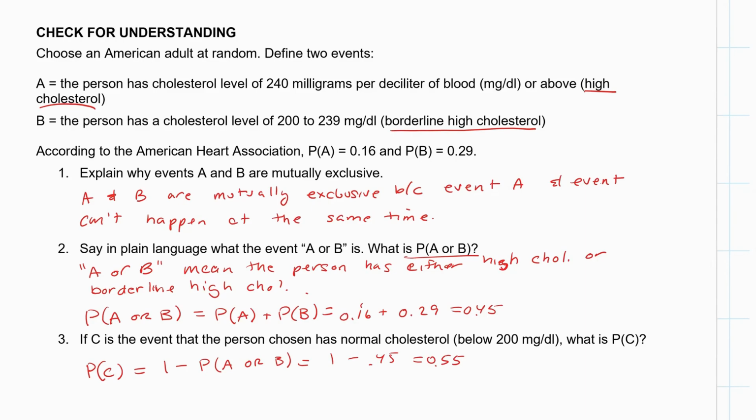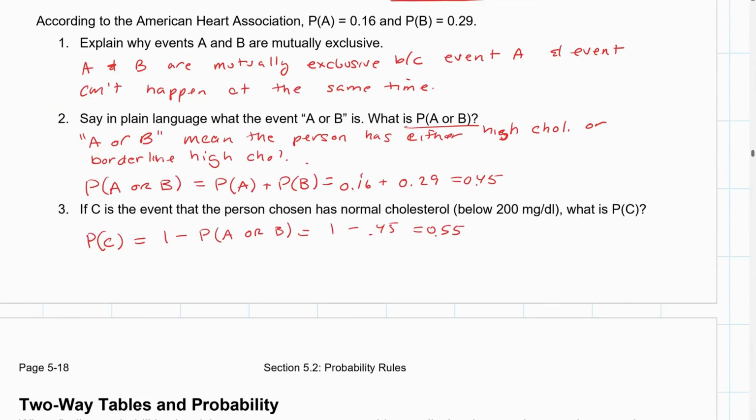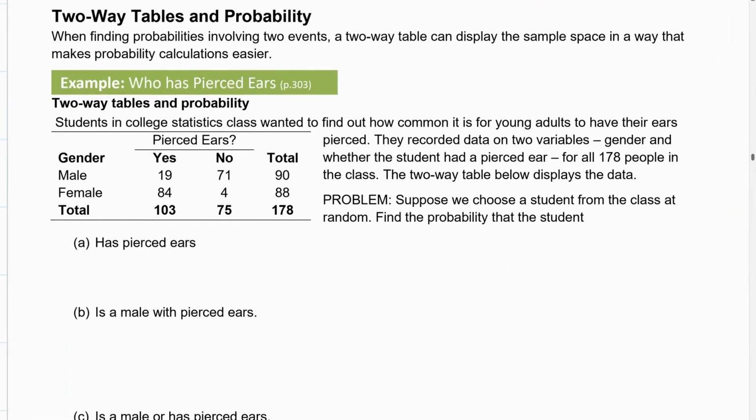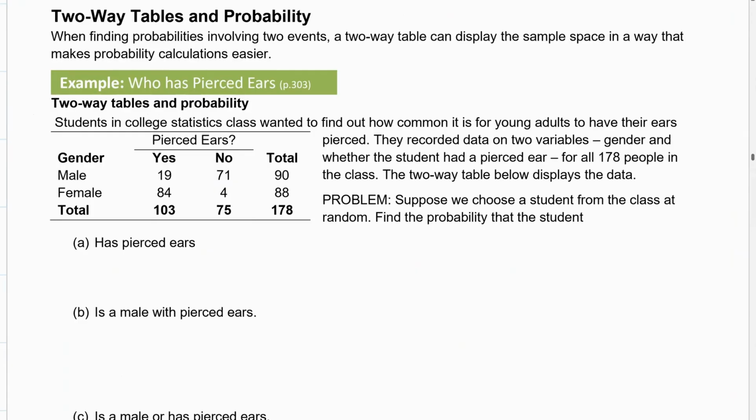All right, going on to the next page. We can often look at events in the form of a two-way table. We talked about two-way tables way back in chapter 1. College students in a statistics class wanted to find out how common it is for young adults to have their ears pierced. They recorded data on two variables, gender and whether they had a pierced ear, for all 178 people in the class. Here's a two-way table for the data.